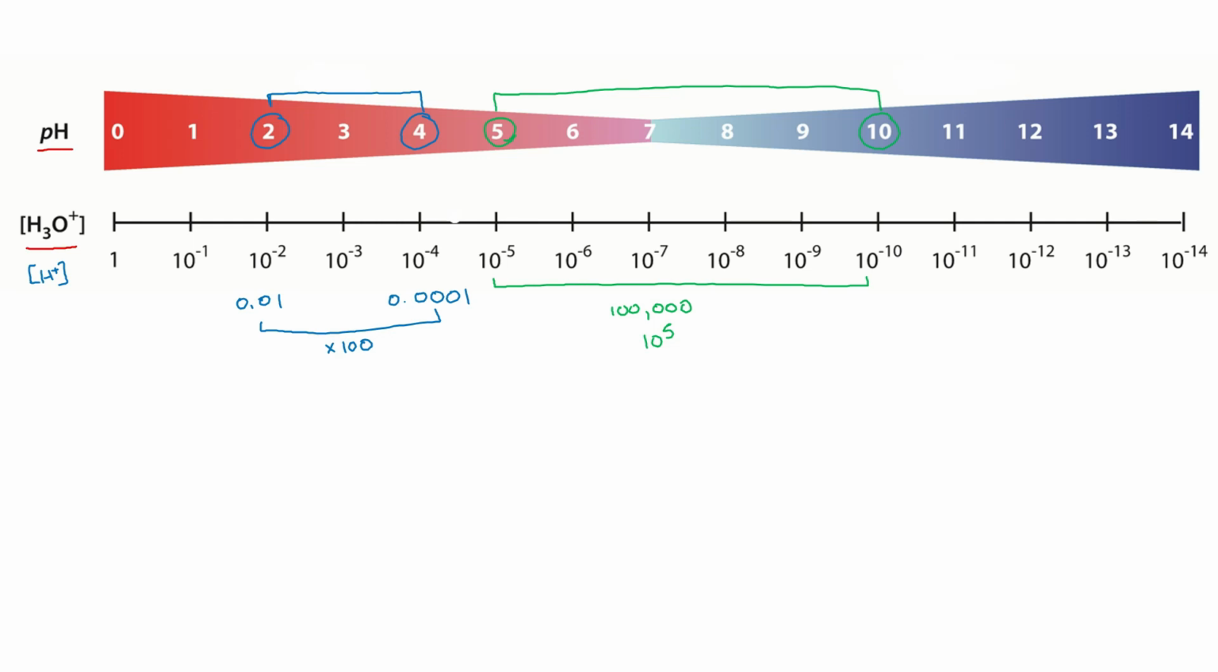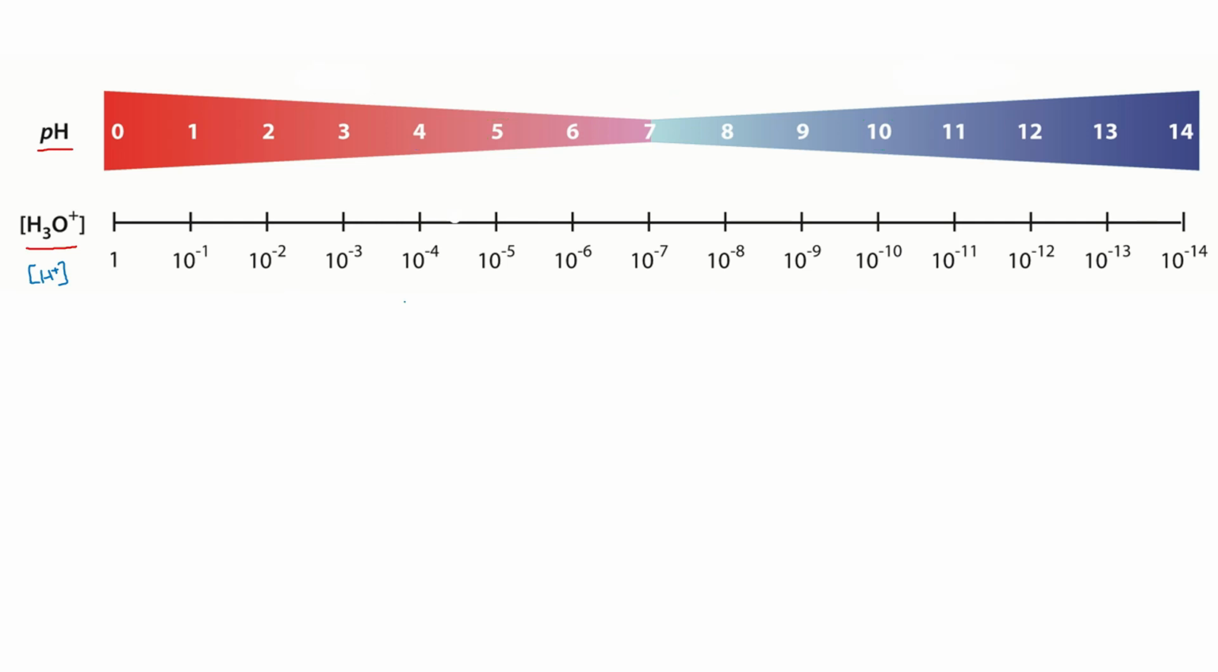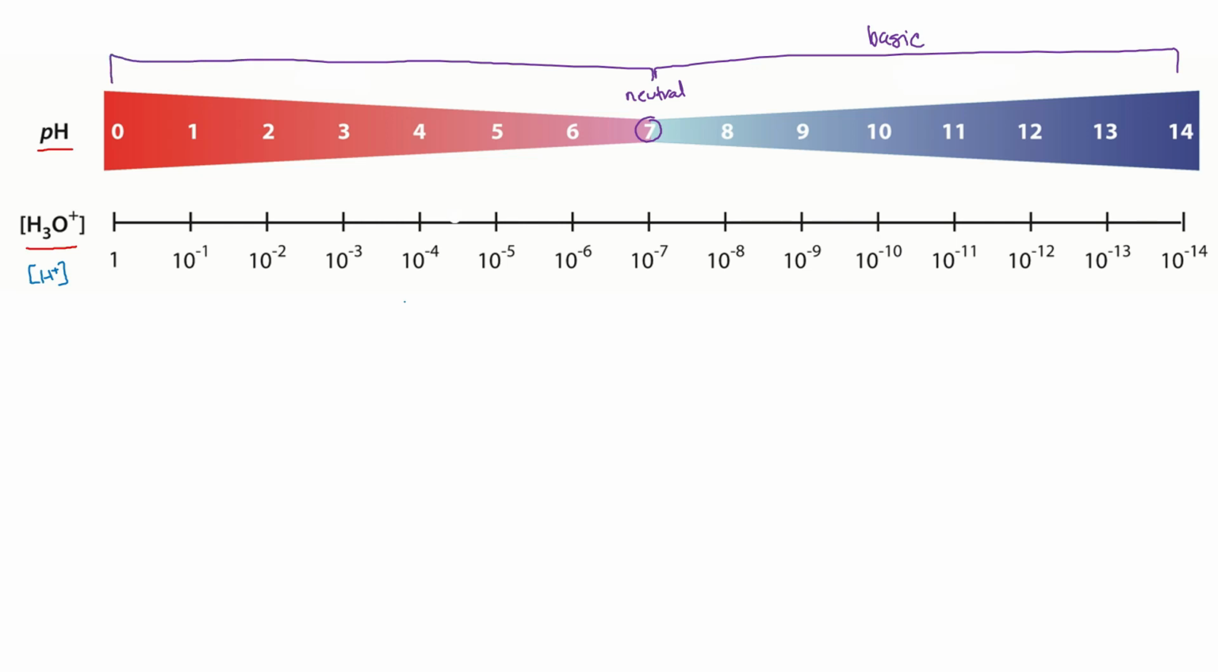Now let's talk about the regions of the pH scale. We're going to start right in the middle with a pH of 7. This is considered neutral. This is the pH of pure water. If we are greater than 7, we have a basic solution. And if we are less than 7, we have an acidic solution. The pOH scale works in much the same way, so let's take a look at that.